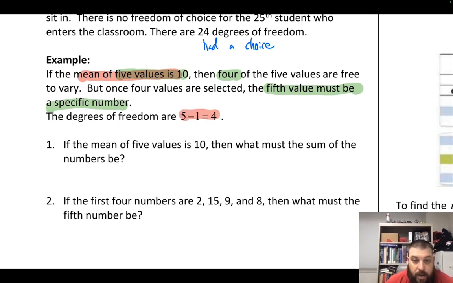So if the mean of 5 values is 10, then what must the sum of the numbers be? If we have 5 values added together.